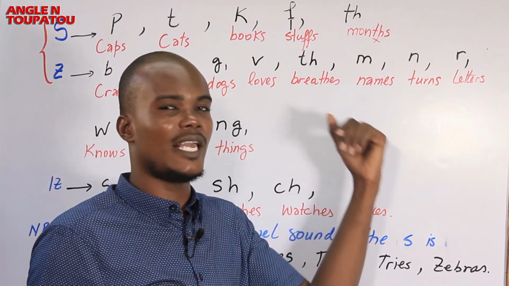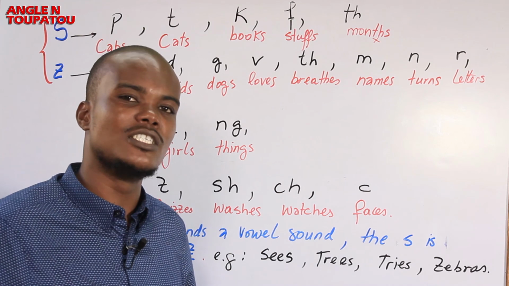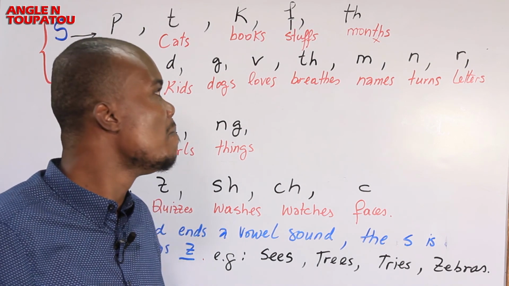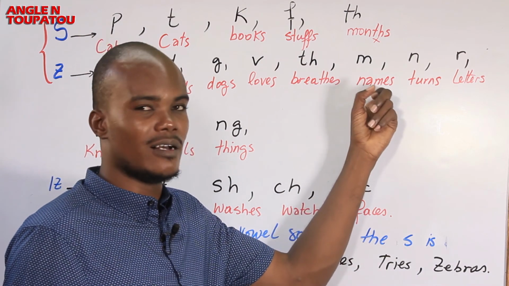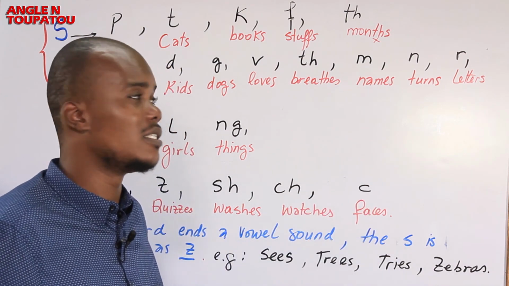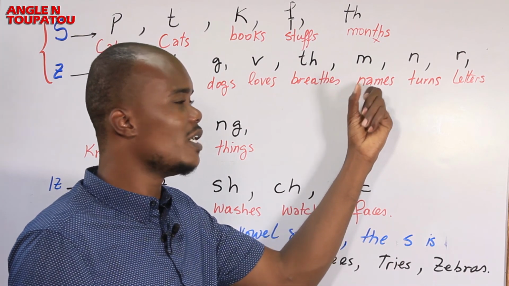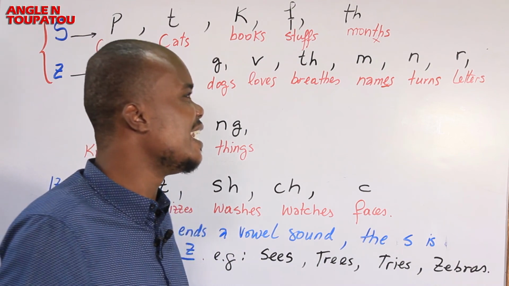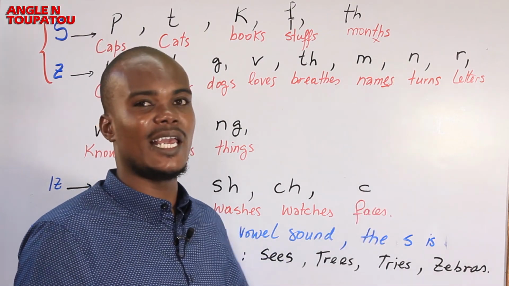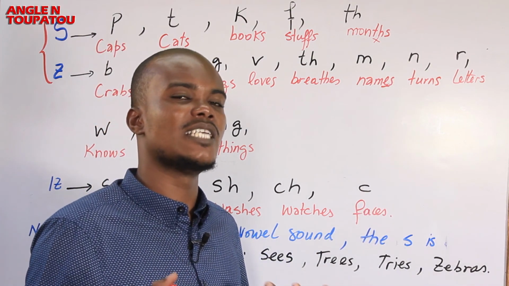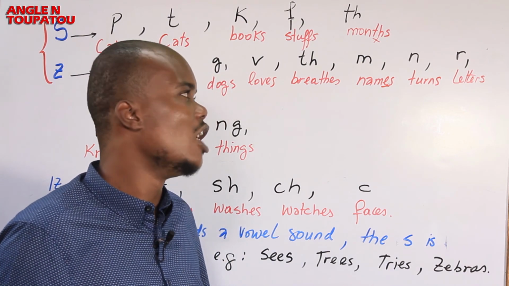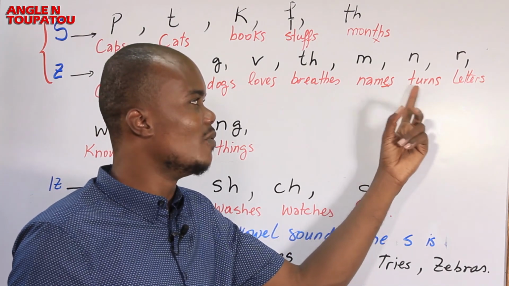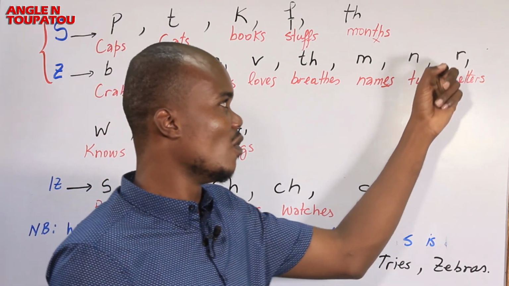The same for am. If you listen to the last sound before the S, you hear mm. You have to pronounce the final S as Z. Name. Don't worry about this letter E you see, it isn't pronounced. You say names. And the same for N. If you hear the last sound before the S, N, you say Z for the S. For example, turns. The same for R.